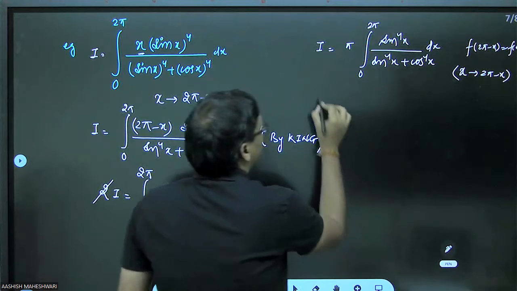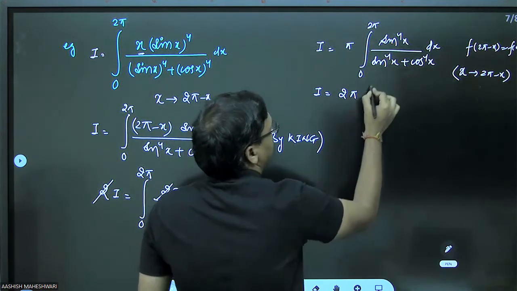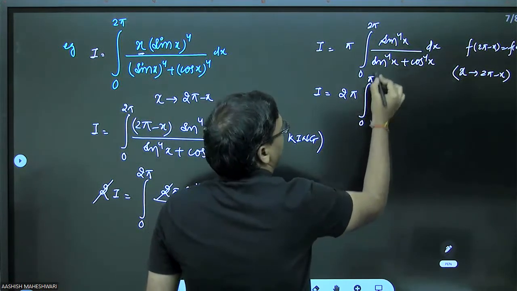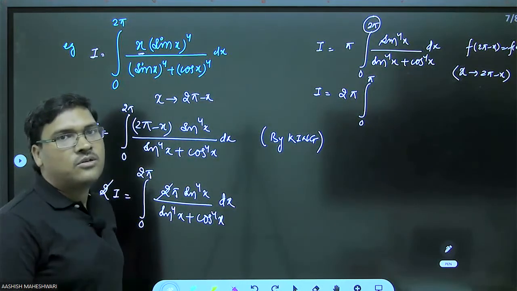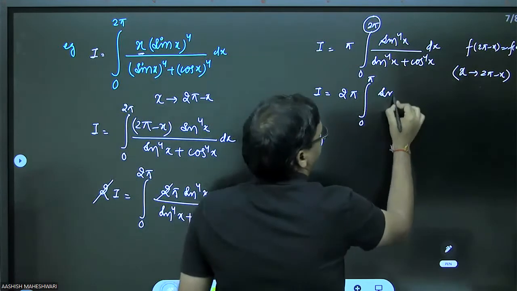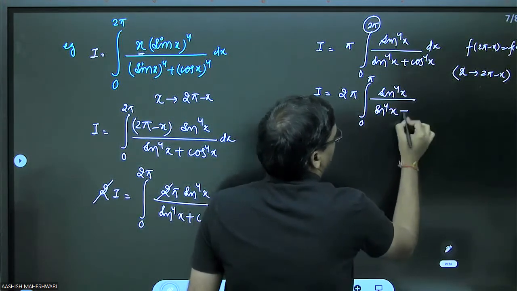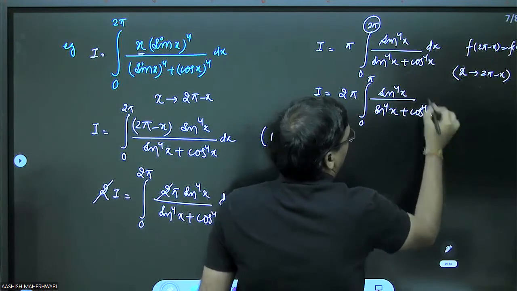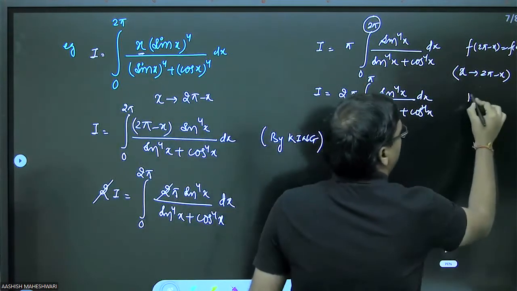So can I directly say this integral I is 2 times, this is pi already there, this is 0 to pi. You can see I have just taken this 2a ka half, that is pi, right? This is sin x raised to 4 divided by sin x raised to 4 plus cos x raised to 4 dx. I hope this is clear. This is by queen property.